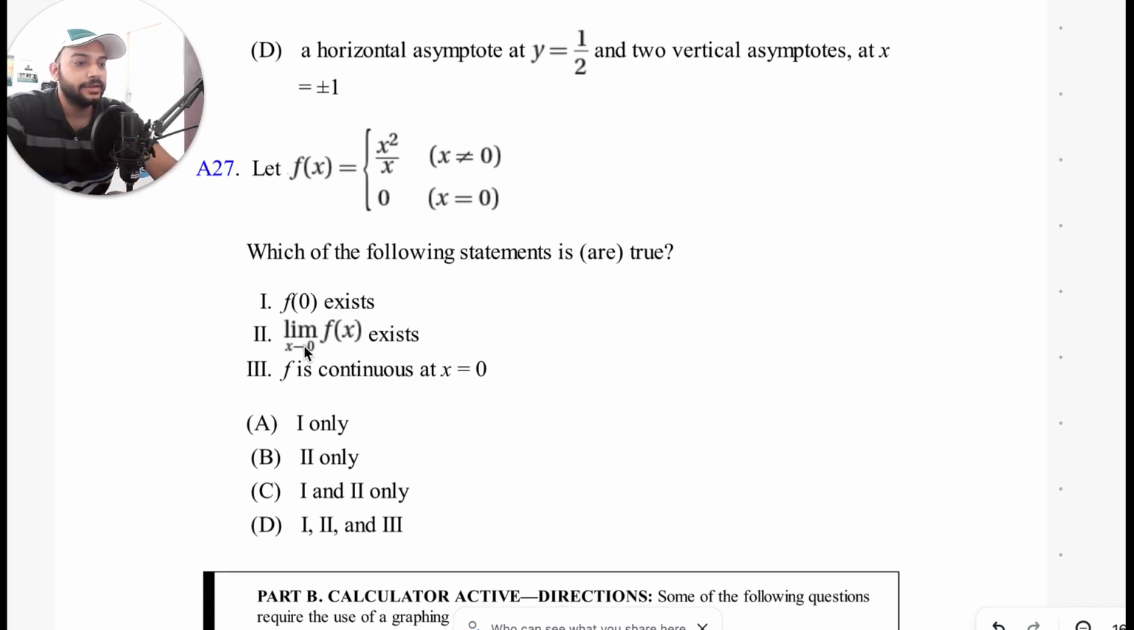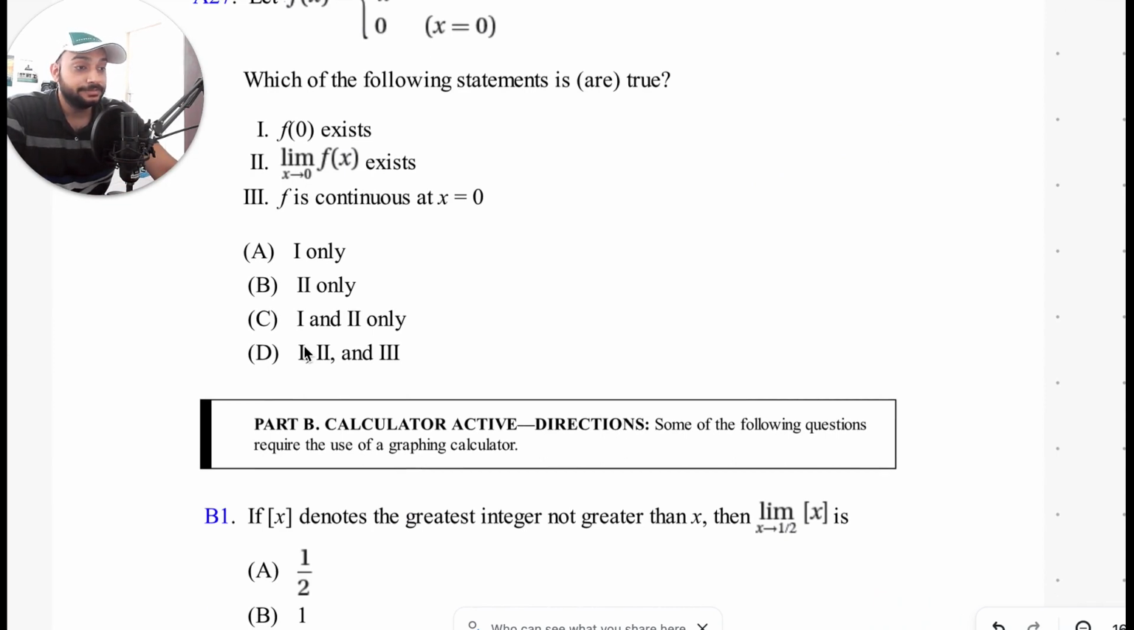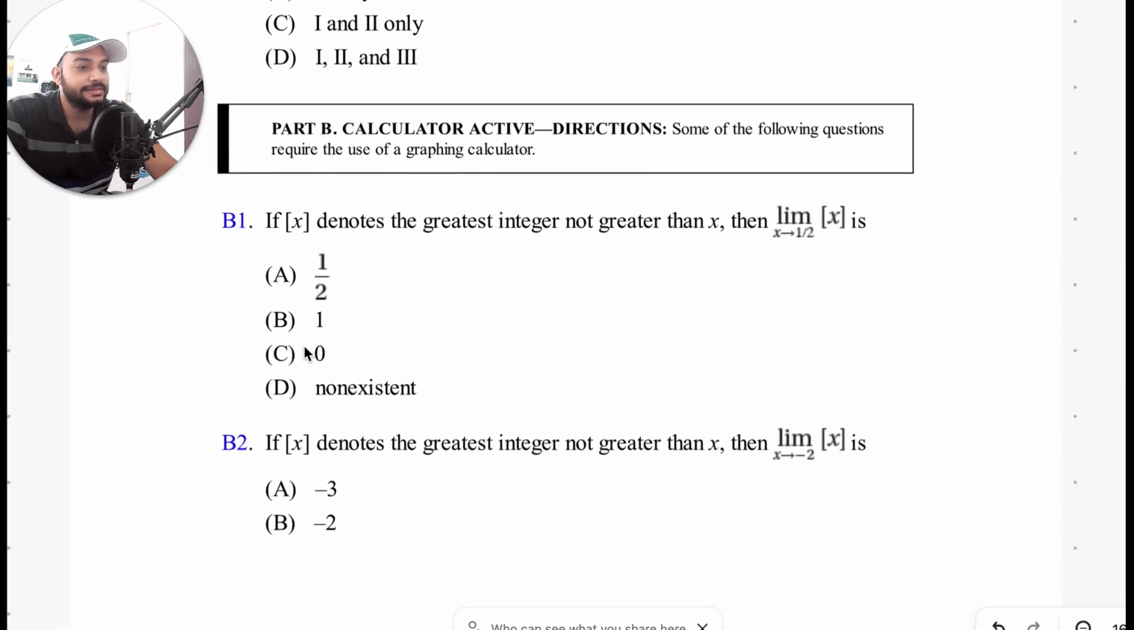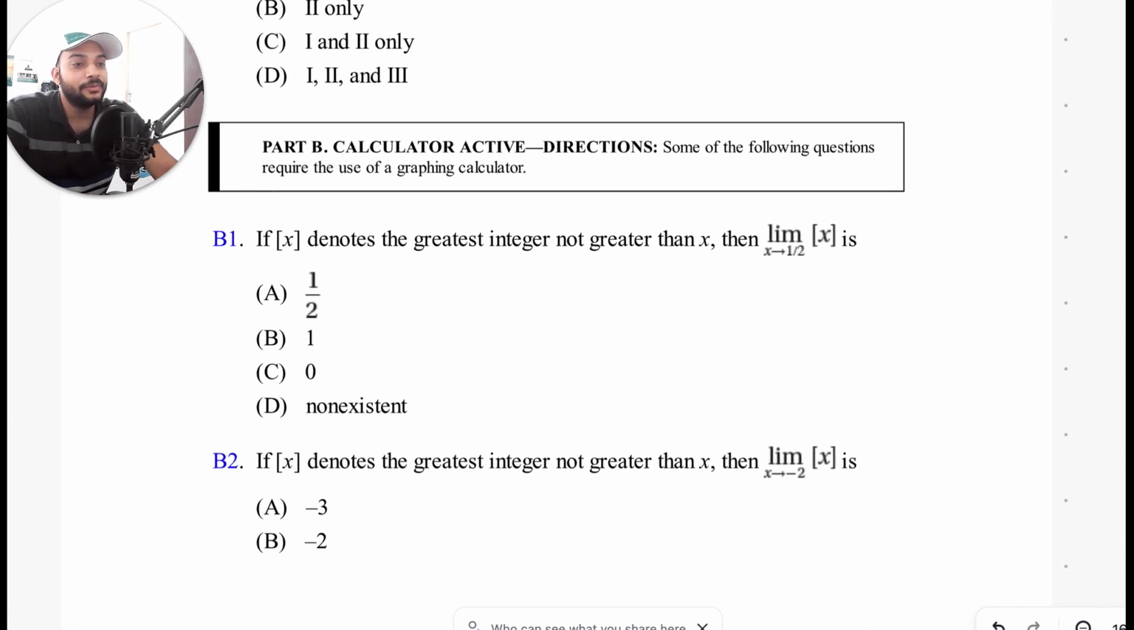Let's go ahead. Now comes part B, the calculator active directions. So we'll see if we need a calculator. Whenever we need, I'll show you how to use it. Okay. If greatest integer of x, this is how we write the greatest integer function, denotes the greatest integer not greater than x, then limit x tending to half greatest integer of x is. So x tending to half either from the left side or from the right hand side.